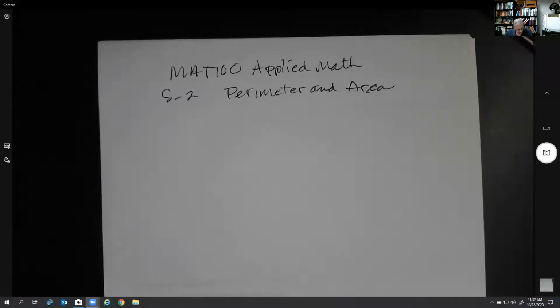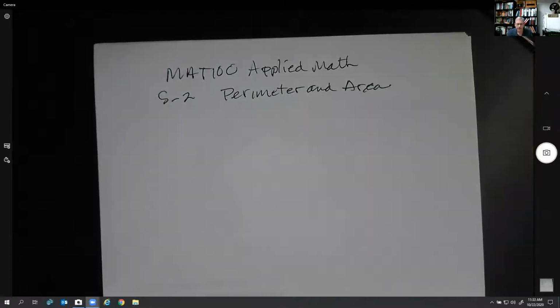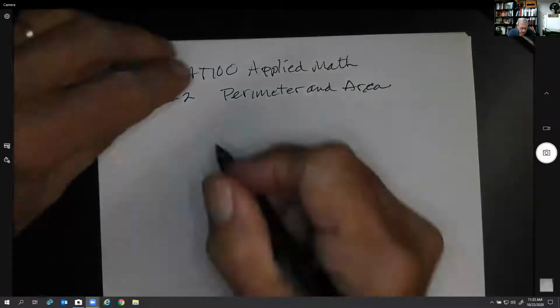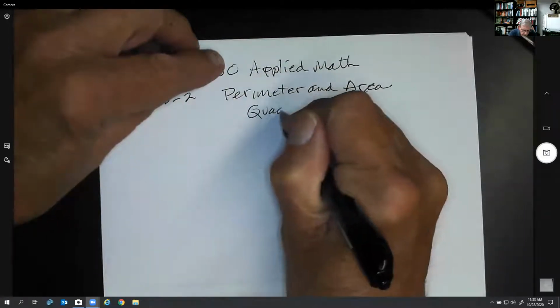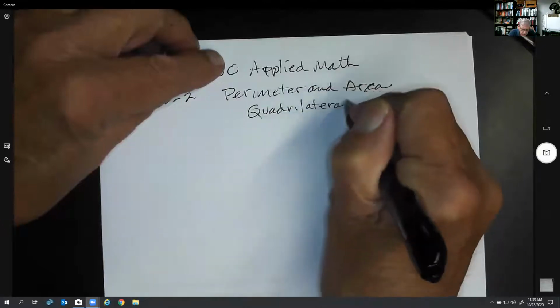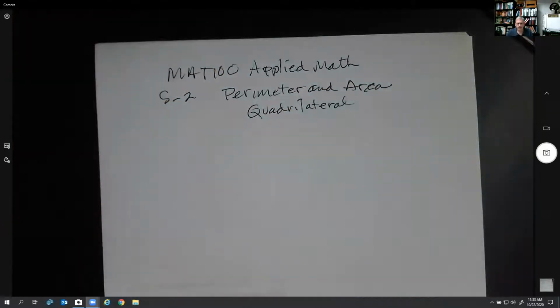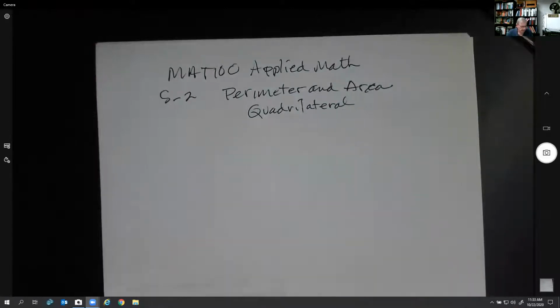Hi, in this video, we're going to discuss the perimeter and area of four-sided figures. A four-sided figure is called a quadrilateral. That's quad, four. Lateral would be sides, four-sided figure.